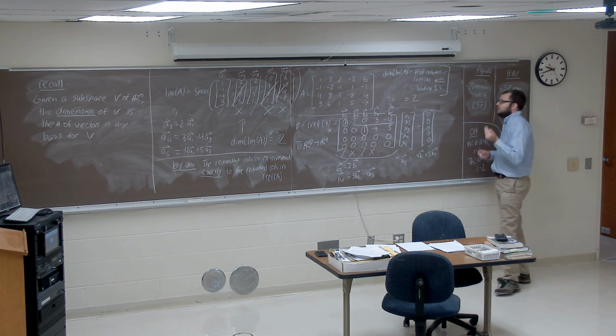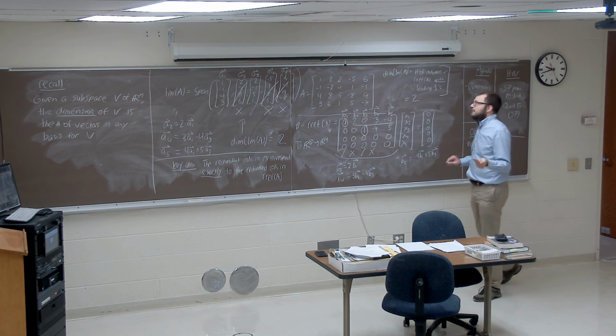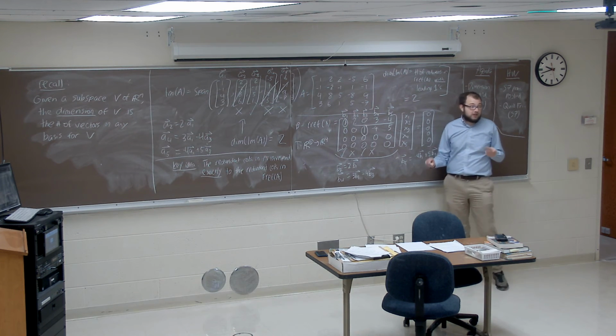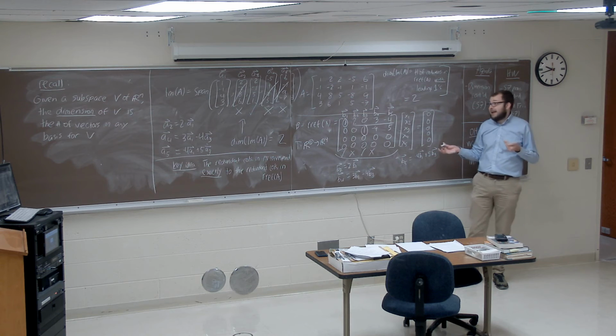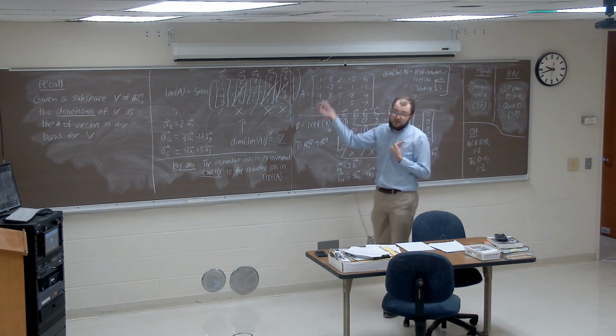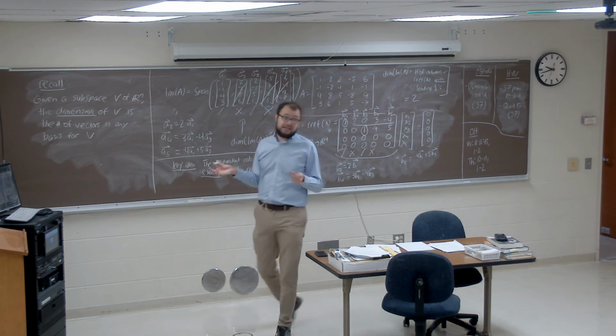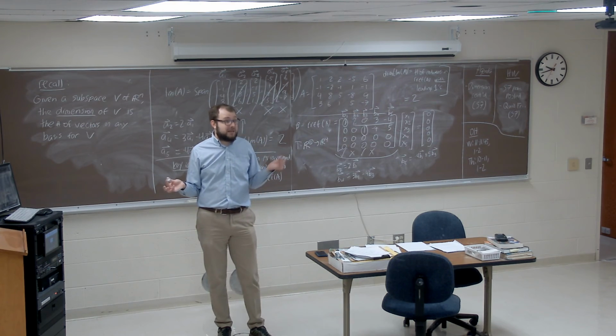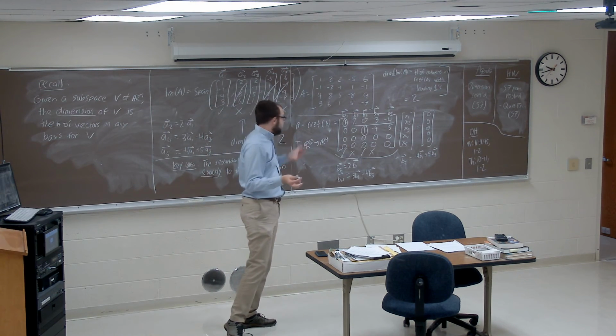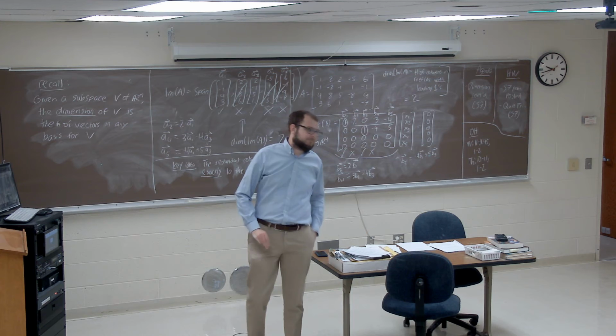So by using the reduced row echelon form of A, you can make it very easy to go back and look at your original matrix A and say, hey, which of these columns are redundant and which ones do I actually need? Just by picking the corresponding columns in reduced row echelon form.